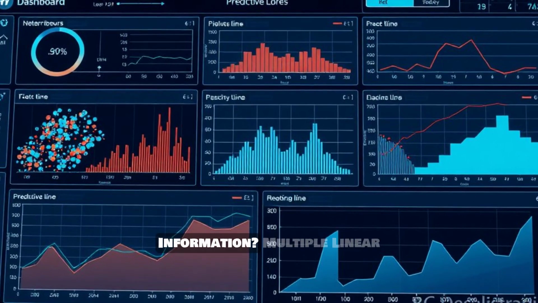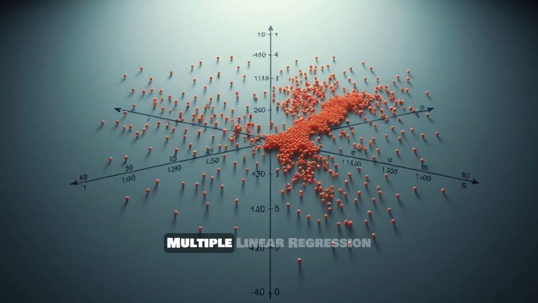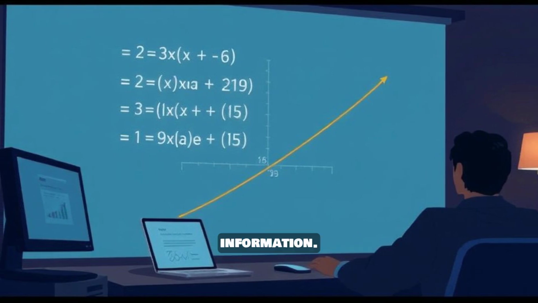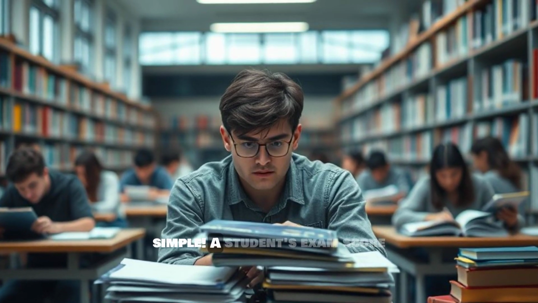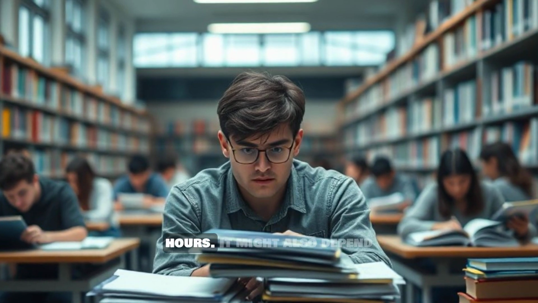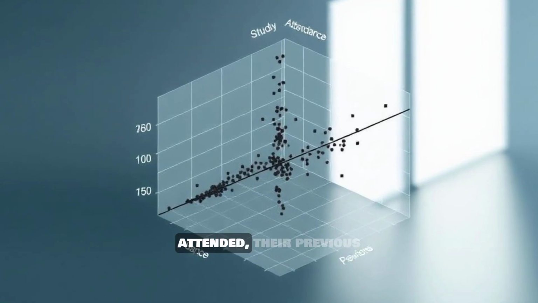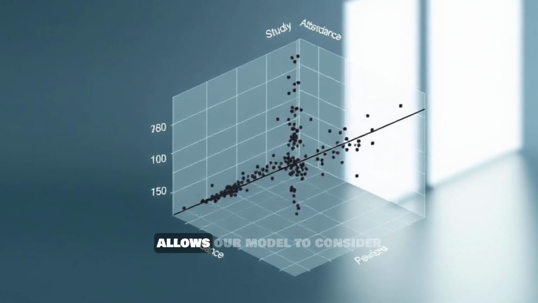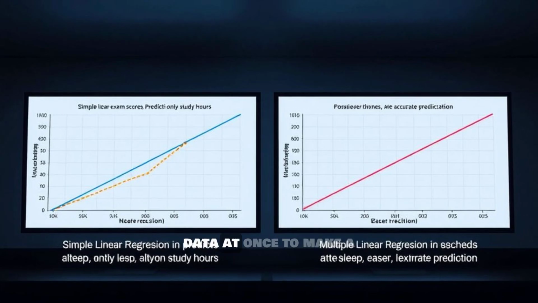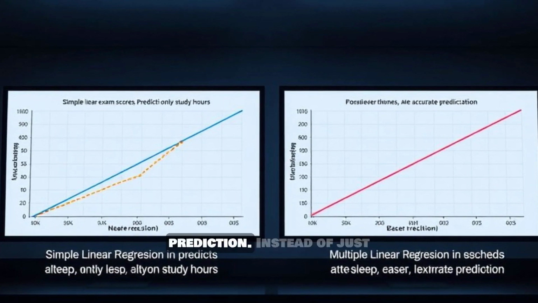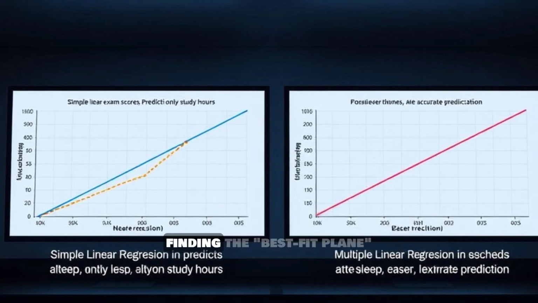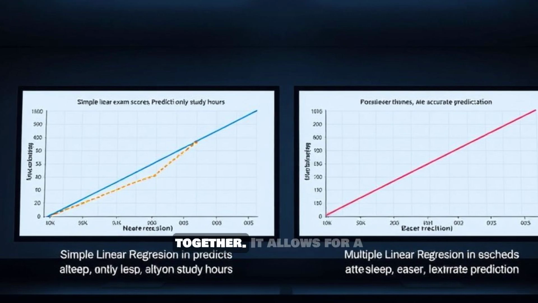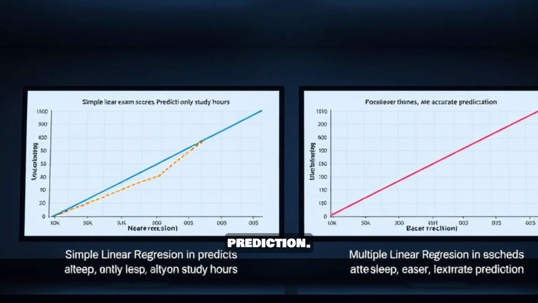Can we predict with more information? Multiple linear regression. Multiple linear regression is used when we predict one continuous number using two or more pieces of information. Life isn't always simple. A student's exam score isn't just about study hours. It might also depend on how many classes they attended, their previous grades, or even how much sleep they got. Multiple linear regression allows our model to consider all these different pieces of data at once to make a more accurate prediction. Instead of just one line, think of it as finding the best fit plane or best fit shape in higher dimensions, considering all the factors together. It allows for a much richer and more realistic prediction.